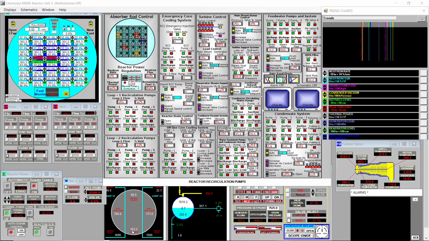You can see xenon is at 163, pretty poison, but you can deal with it. You see, we have a lot of reactivity left. 37% of the rods are still inserted, so we have a lot of range still to withdraw rods to get more reactivity.